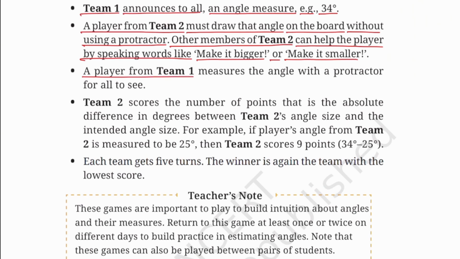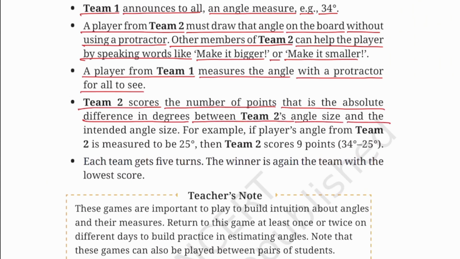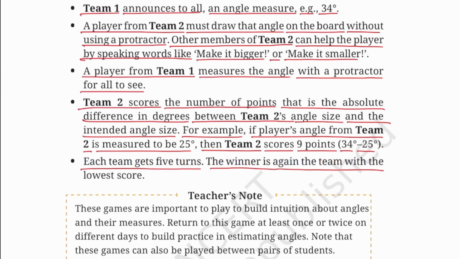A player from Team 1 measures the angle with a protractor for all to see. Team 2 scores the number of points that is the absolute difference in degrees between Team 2's angle size and the intended angle size. For example, if the player's angle from Team 2 is measured to be 25 degrees, then Team 2 scores 9 points, that is 34 degrees minus 25 degrees. Each team gets 5 turns. The winner is again the team with the lowest score.